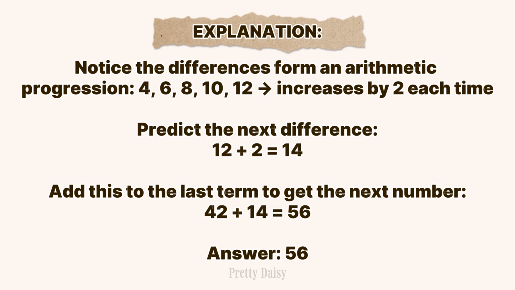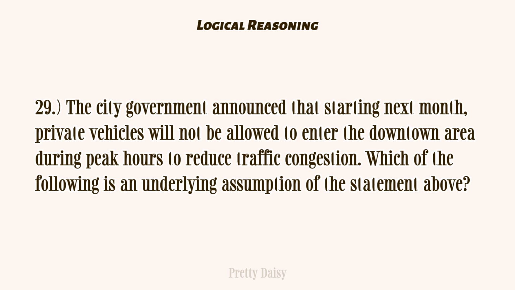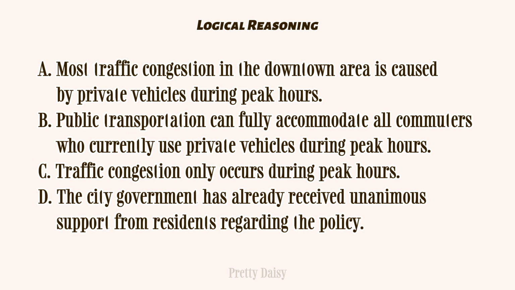Answer: 56. 29. The city government announced that starting next month, private vehicles will not be allowed to enter the downtown area during peak hours to reduce traffic congestion. Which of the following is an underlying assumption of the statement above? A. Most traffic congestion in the downtown area is caused by private vehicles during peak hours. B. Public transportation can fully accommodate all commuters who currently use private vehicles during peak hours. C. Traffic congestion only occurs during peak hours. D. The city government has already received unanimous support from residents regarding the policy.